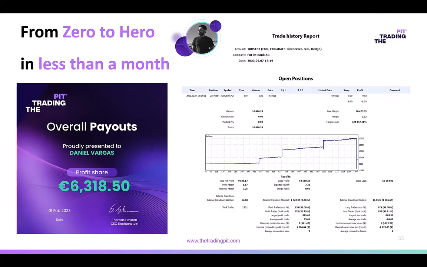Christoph, real quick, 1 second. On the performance graph, this is an MT5 report. What you can see there is that the trader started on the left-hand side, and then the balance went up slowly, and then it jumped up in a straight line. This is the point where the trader has reached the objective of the level, and he could level up. Leveling up means that he will get access to additional funds from the trading pit. That's why it jumps up.